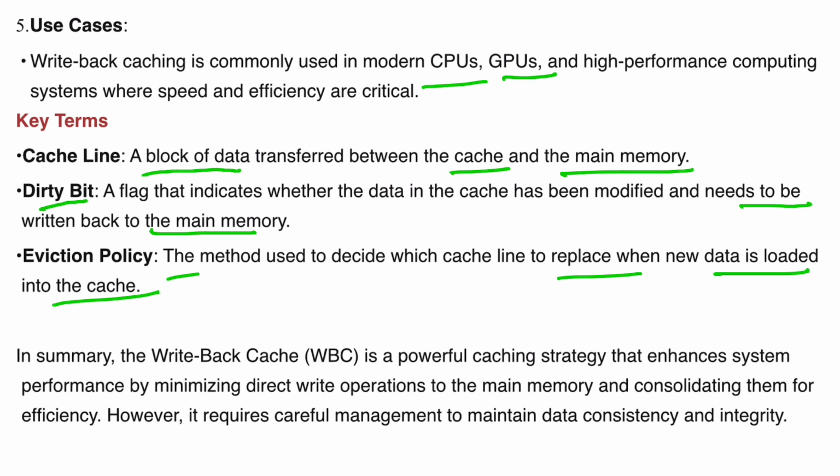So in summary, we can say write back cache is a powerful caching strategy that enhances system performance by minimizing direct write operations to the main memory and consolidating them for efficiency. So see, it will be more efficient because here main memory is not used every time, but it is more complex and its management is also very hectic. So we have to be careful in managing it and for its integrity.